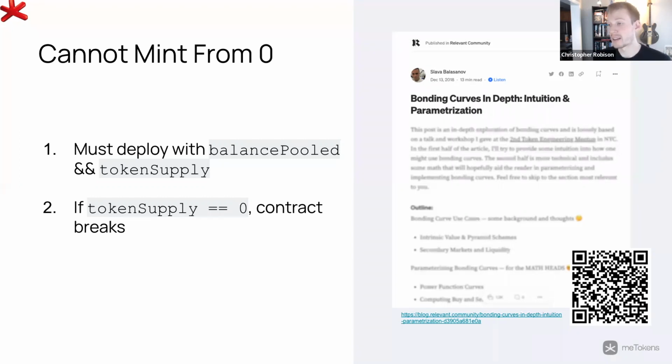So the first problem that comes out of that is that when you create your own, in this case, meToken, you have to deploy with an initial balance pooled and token supply, meaning you have to supply liquidity to the market. For some people, this is a barrier to entry.